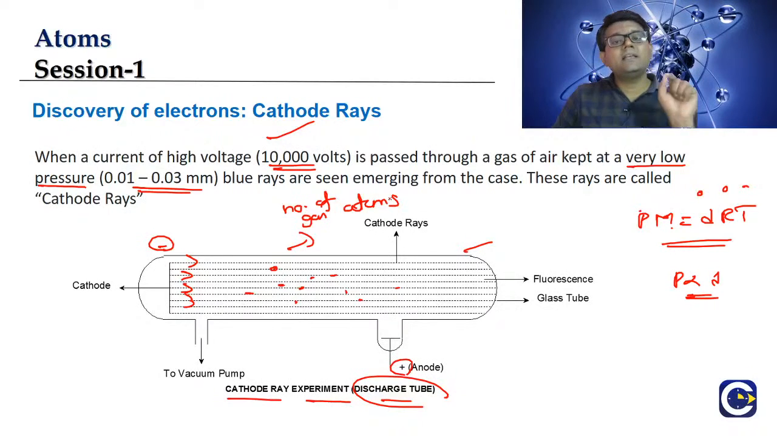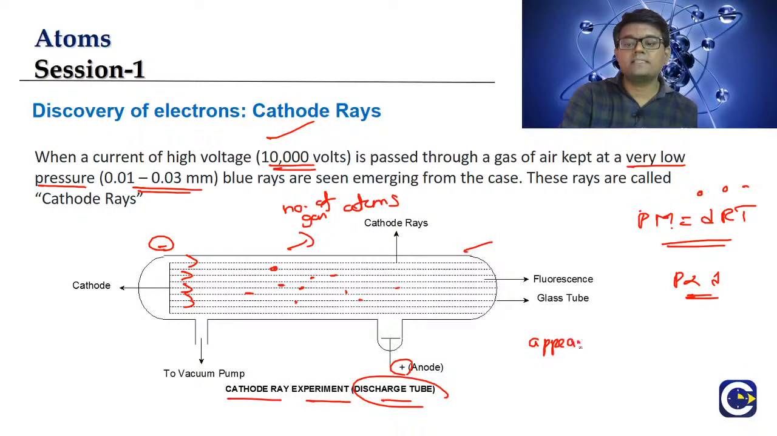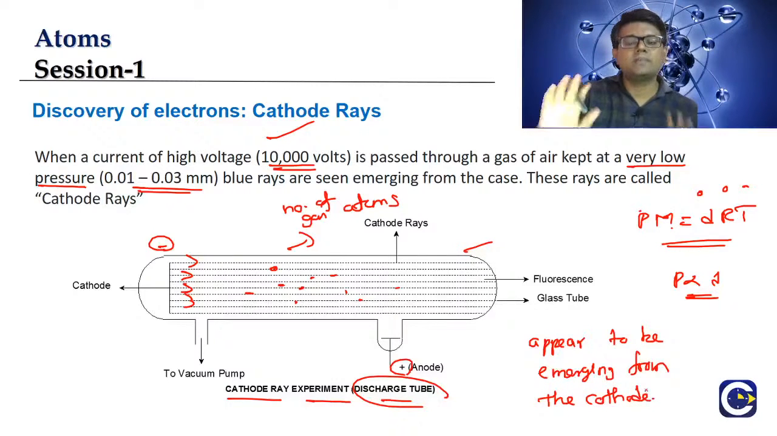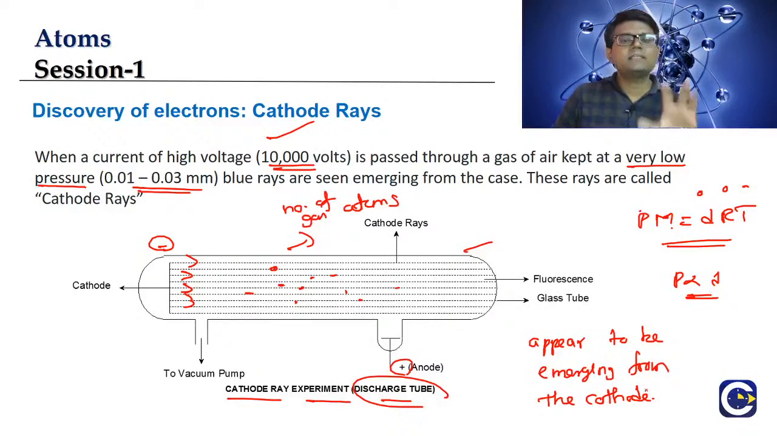So we have to be very clear in terms of the wordings that are used. The exact wordings that they have mentioned is that these cathode rays appear to be emerging from the cathode. It is not said that they are actually coming from the cathode, they appear to be emerging from the cathode. So that is the description of the cathode rays, and hence they are called cathode rays, since they appear to be coming from the cathode. Now let's talk about the properties of the cathode ray.